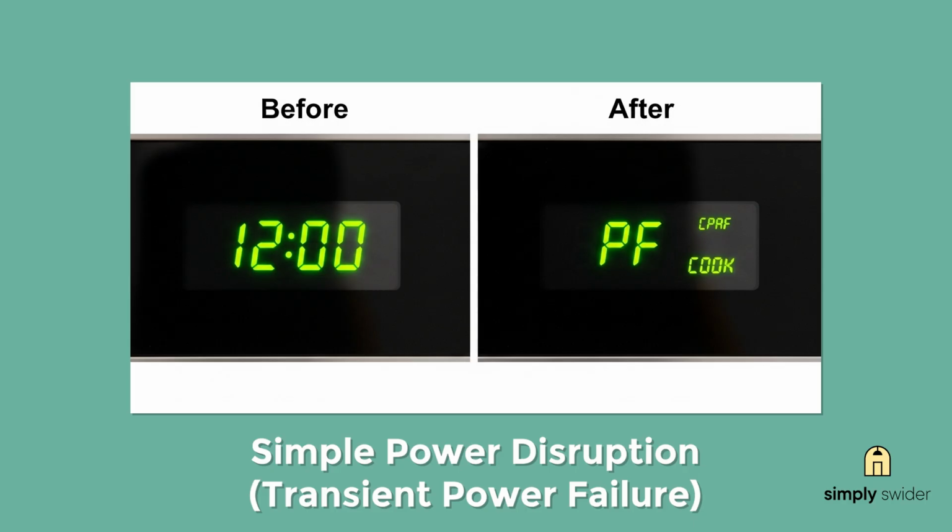So the most common cause is just a temporary power hiccup. Maybe you had a brief power outage or someone flipped a breaker. The microwave's basically telling you, hey, I lost power for a second there. You'll see that PF code on the display, but here's the thing. If it was just external power loss, this fix is going to be super easy.